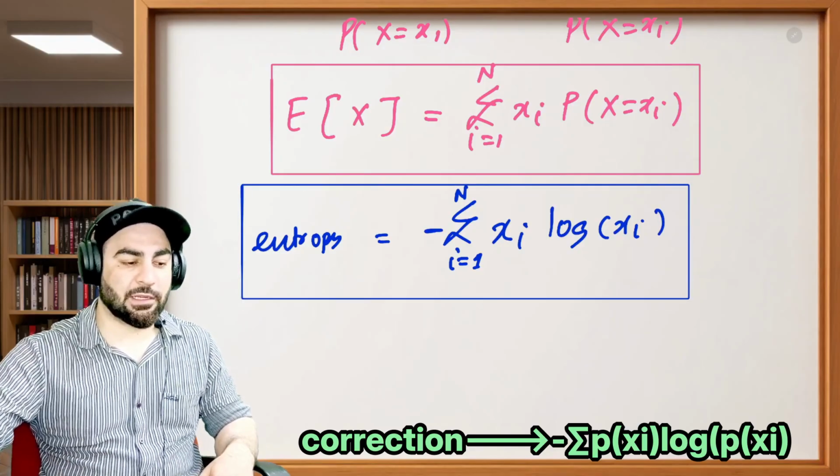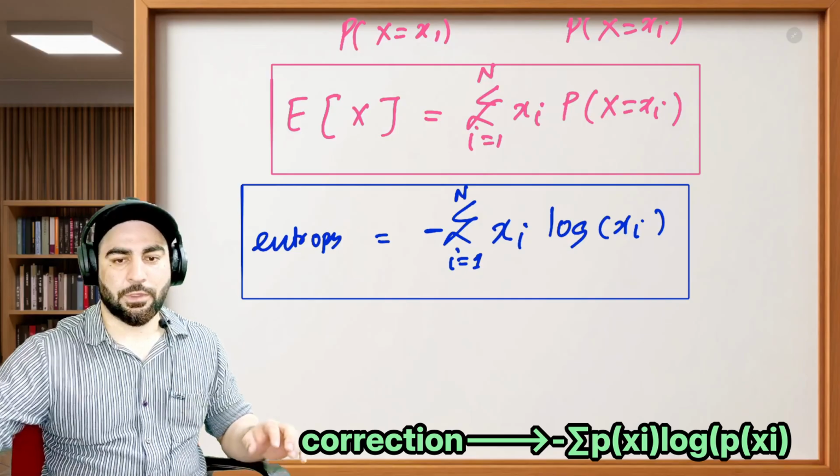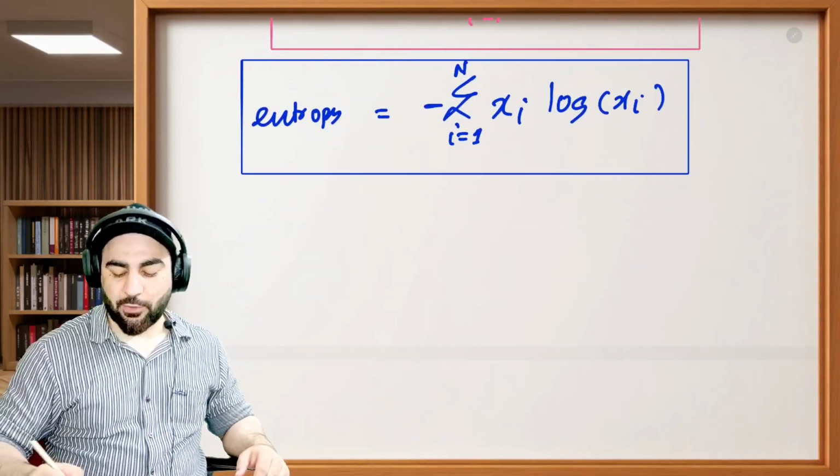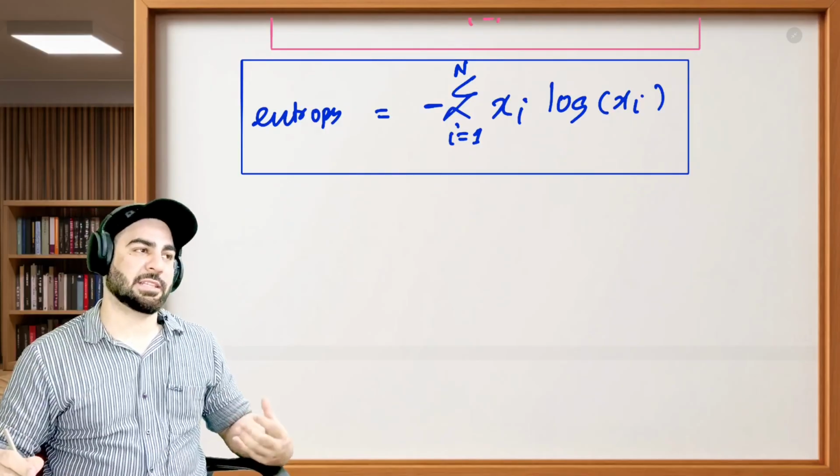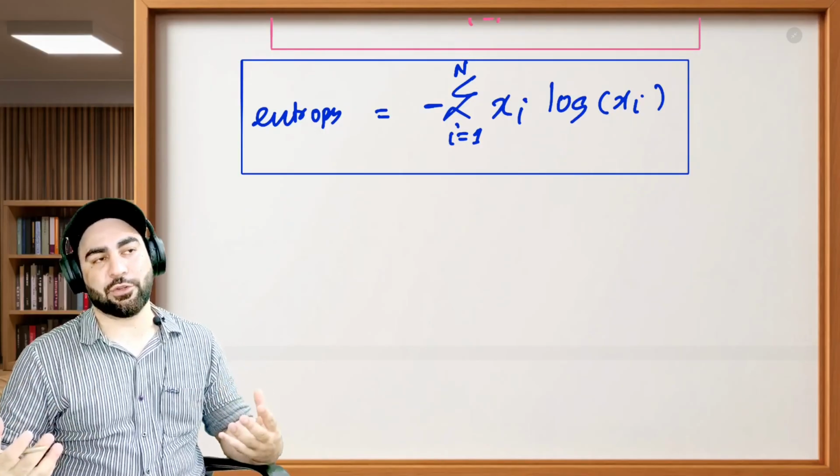Everybody clear till this point? Any questions? So let's now see this. Why this entropy? Why do we use this entropy? How does this measure some sort of information? Information should have some units.